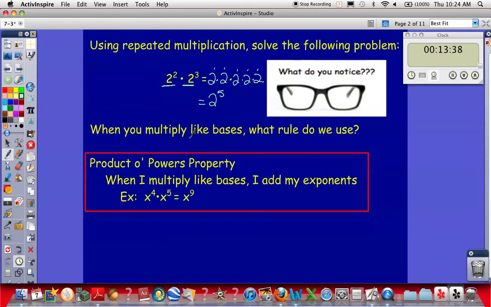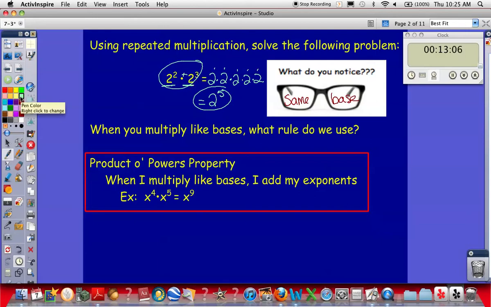I want you to hit pause and notice if you can see anything that you could do to get from my beginning to my end and skipping that middle part. You're absolutely right. I bet you were guessing, well, 2 plus 3 is 5. What do we notice? Notice that you have here the same base. Big thing, both of those were a base of 2. You could not do that if you did not have that same base of 2.